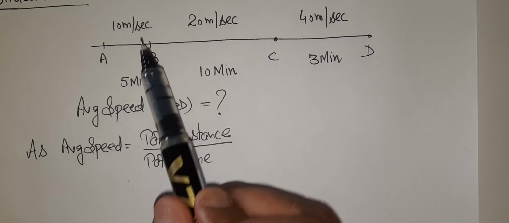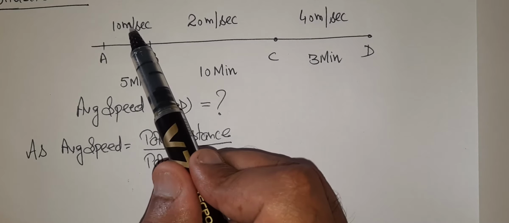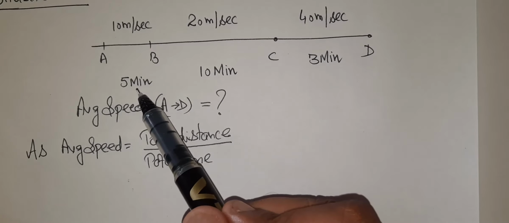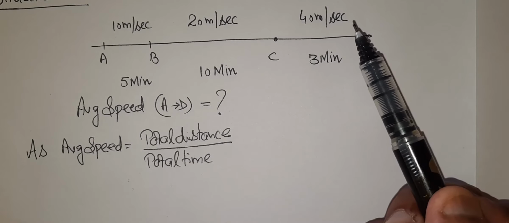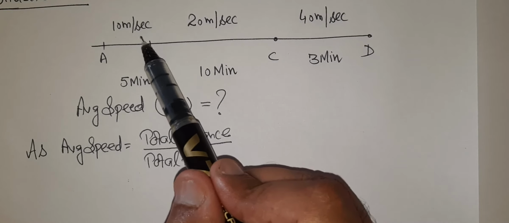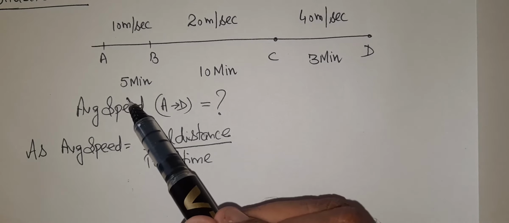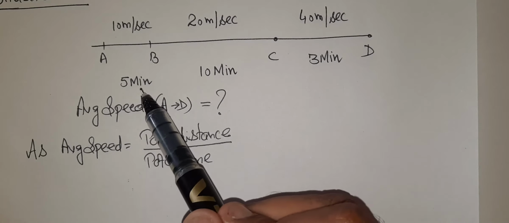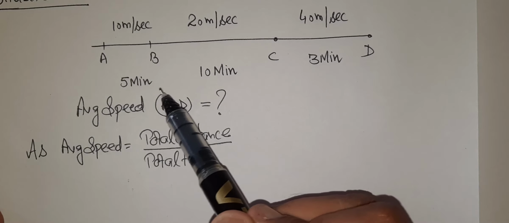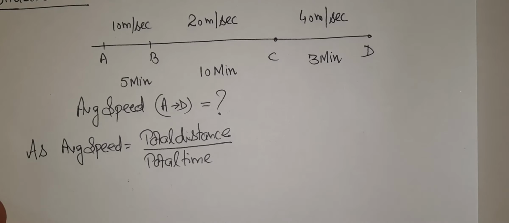This distance is traveled with 10 meter per second for 5 minutes. Speed is given, time is given, you have to find distance. Speed multiplied by time will give you distance. The speed is in meter per second, so the time should be in seconds. To convert to seconds, 5 multiplied by 60.